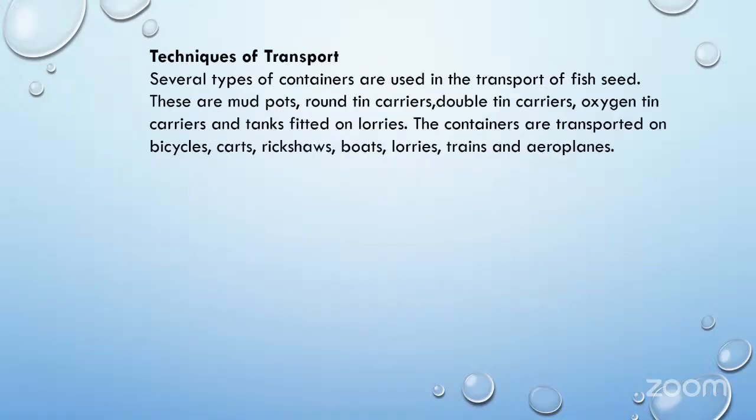Next, techniques of transport. Several types of containers are used in the transport of fish seed. These are mud pots, round tin carriers, double tin carriers, oxygen tin carriers, and tanks fitted on lorries. The containers are transported on bicycles, carts, rickshaws, boats, lorries, trains, and aeroplanes.